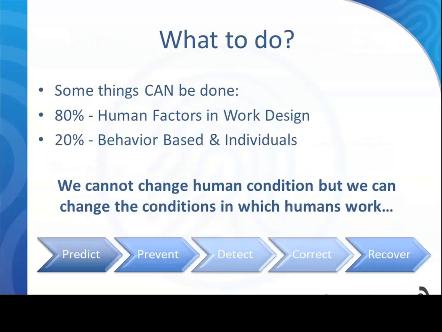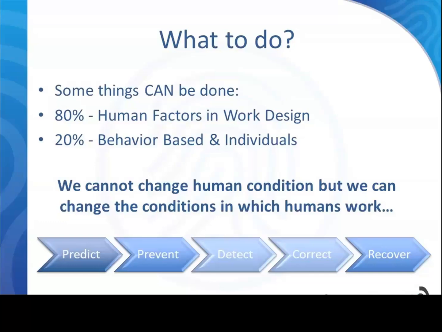So some things can be done. Yes, 80% of the success of any human error reduction program relies on making sure we incorporate human factors in the work design, and then 20% that we address behavior-based and individual behavior. Meaning, you know, the culture, attitudes, common practices, and some other things that are more in the behavior-based portion of it. Because, again, we cannot change the human condition, but we can change the conditions in which humans work.